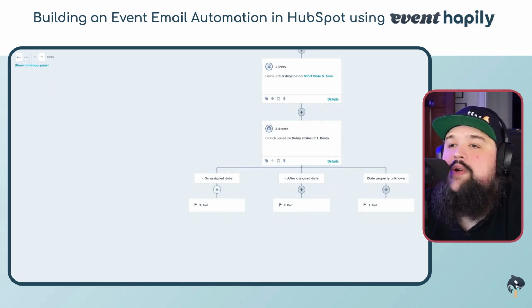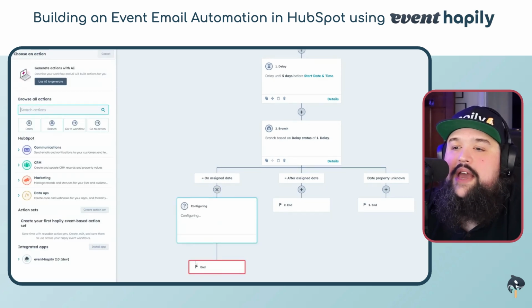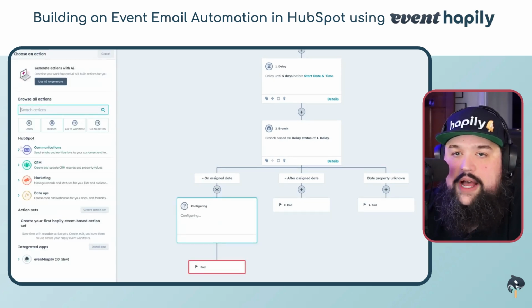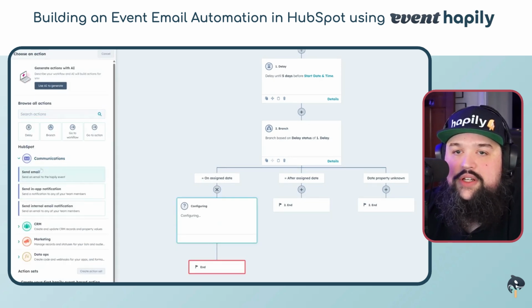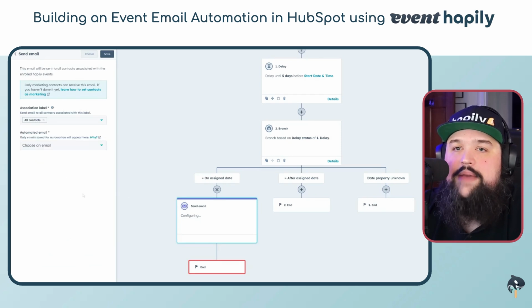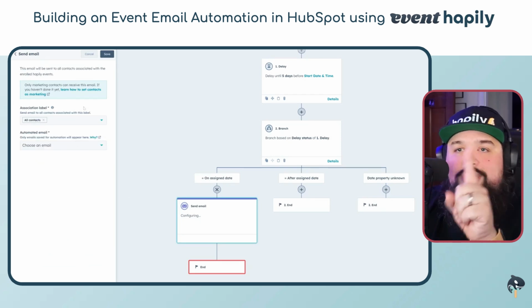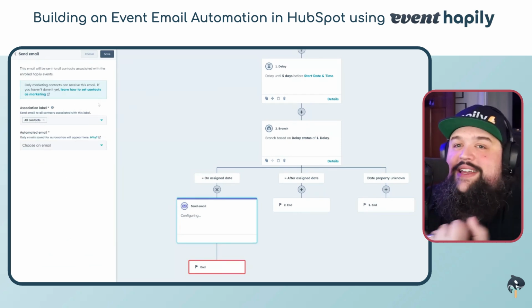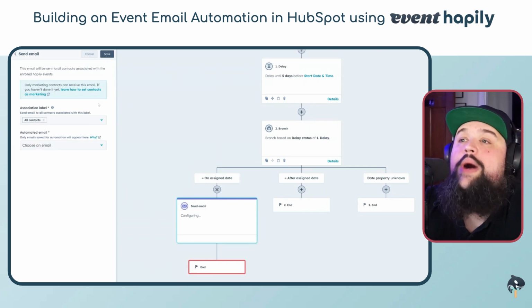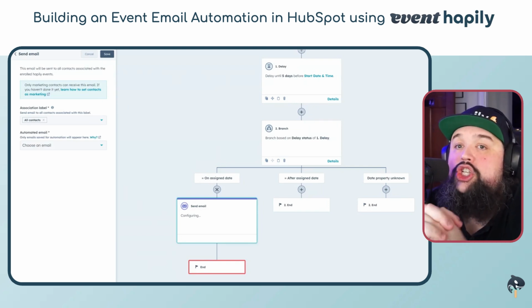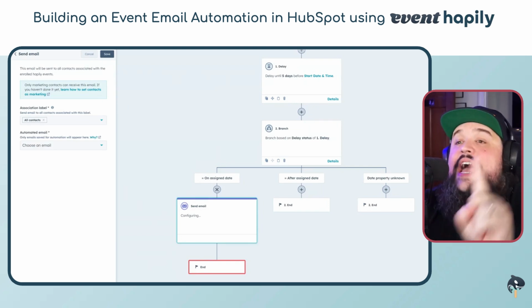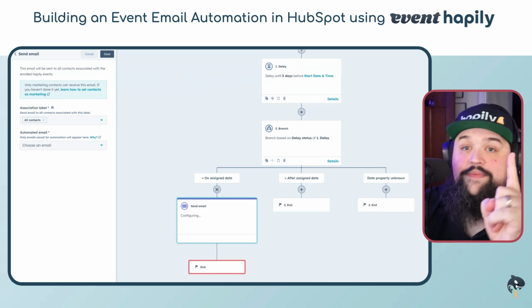Okay. I would go ahead and hit plus and then create an email here. So I'm going to go to communications, send email, right? And what I need to do here is I want this email to go out to any contacts associated to this event that have a very specific label, okay?